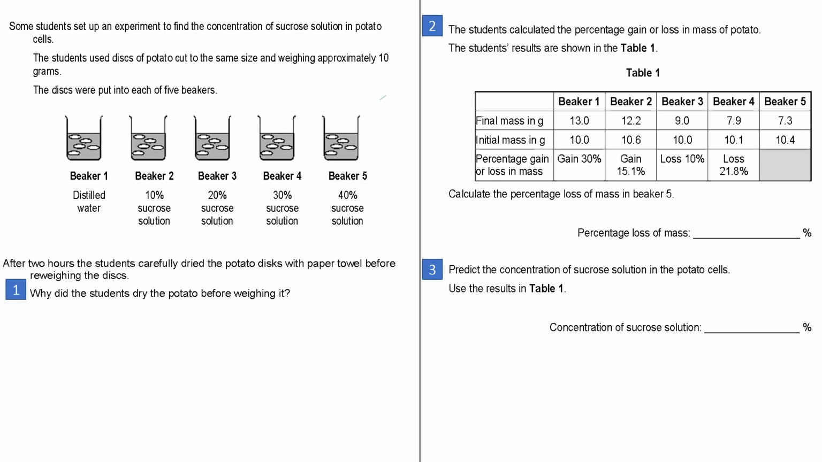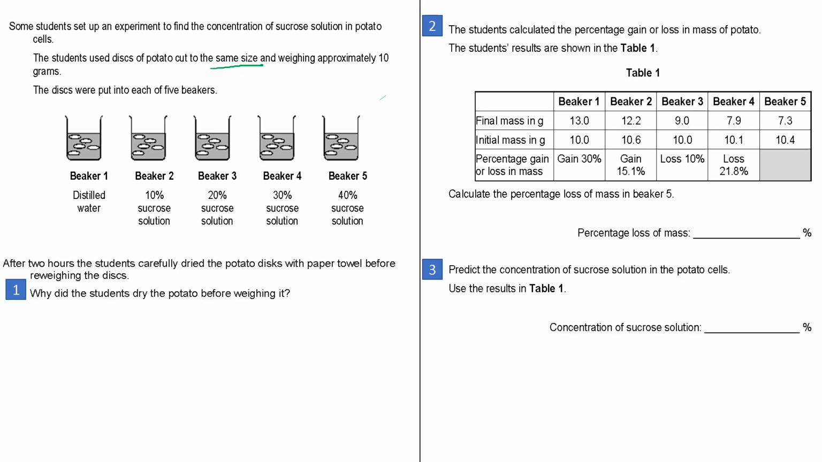So in this next question, we've got some students who set up an experiment to find the concentration of sucrose solution in potato cells. The student uses discs of potato cut to the same size and weighing approximately 10 grams. Then we have beakers 1, 2, 3, 4 and 5. The first one has distilled water, and then we have sucrose solutions of 10, 20, 30 and 40% that the discs are put into. After 2 hours, the student carefully dried the potato skins with a paper towel before reweighing the discs. So the first question is, why did the student dry the potatoes before weighing them?